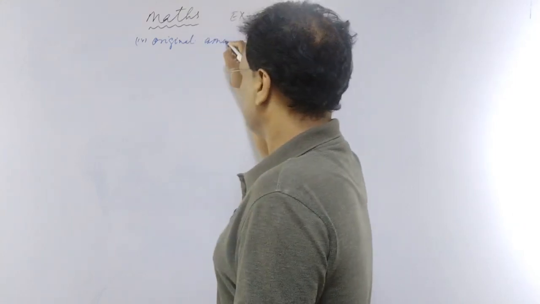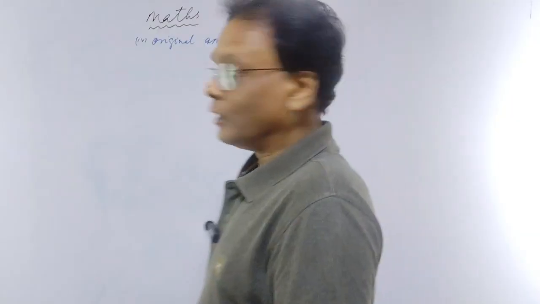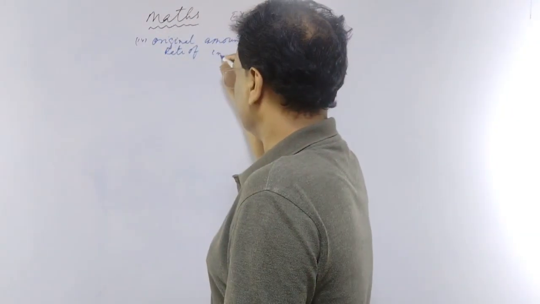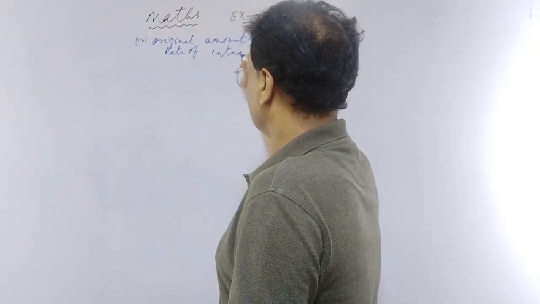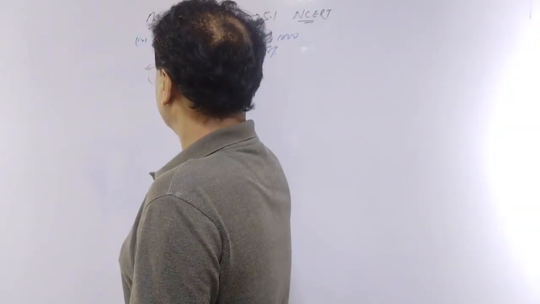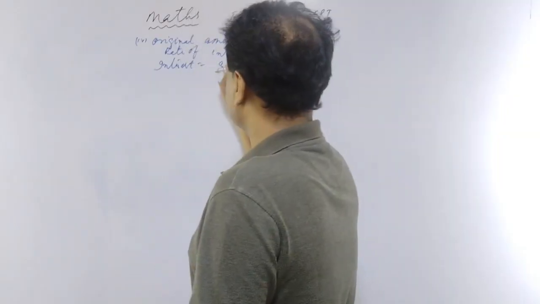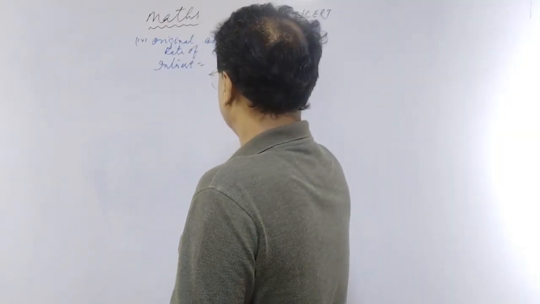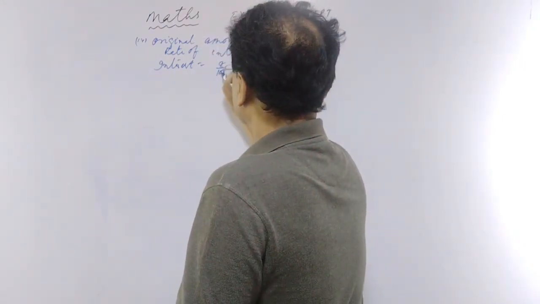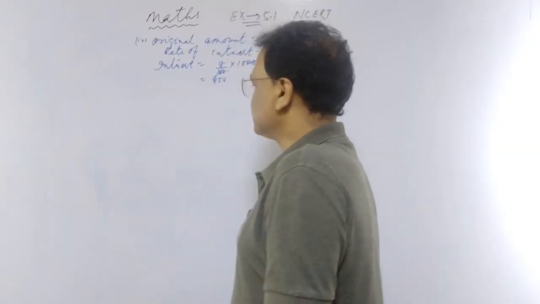Original amount is equal to rupees 10,000. Now, what is the rate of interest? The rate of interest he has given is 8%. So I can find the interest. What is the interest? Interest is equal to 8%. 8% means 8 by 100 into 10,000. The zeros get cancelled. 8 into 100 is 800. So the first interest is 800.